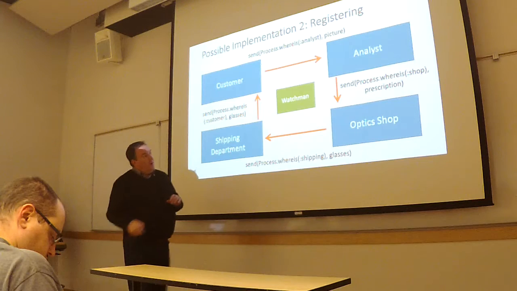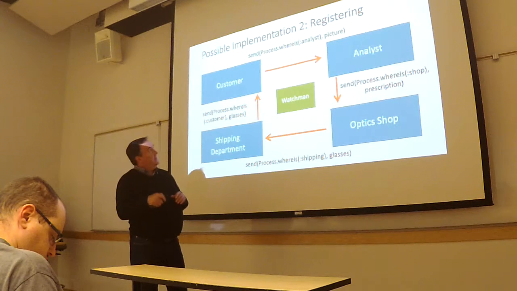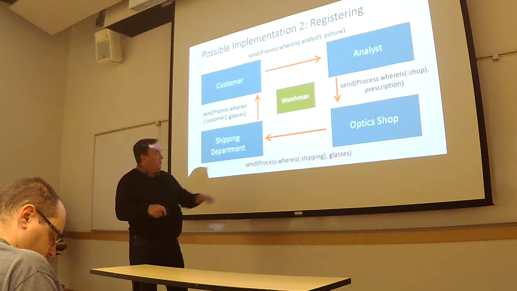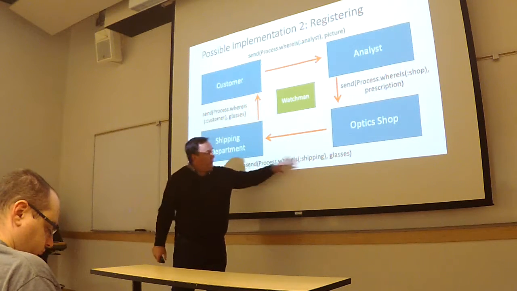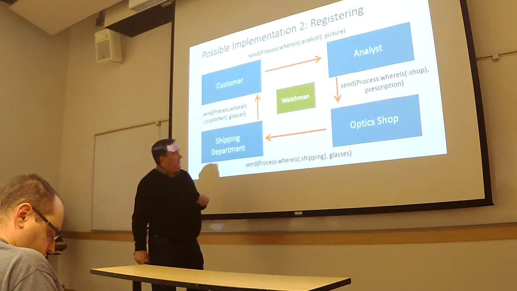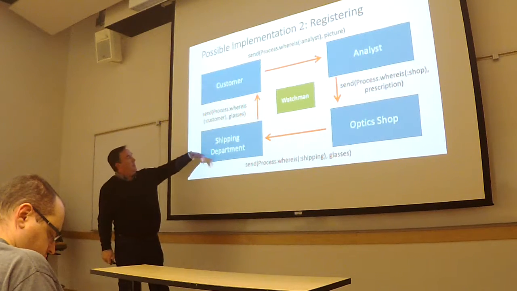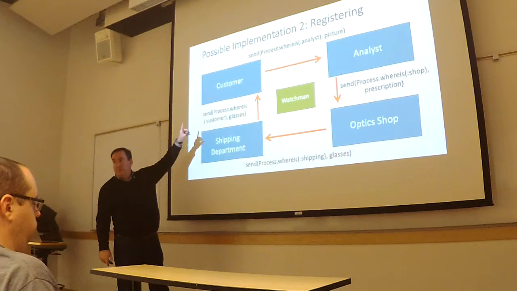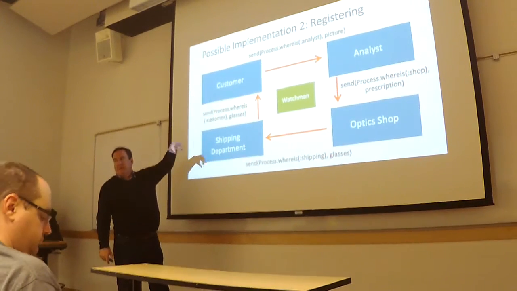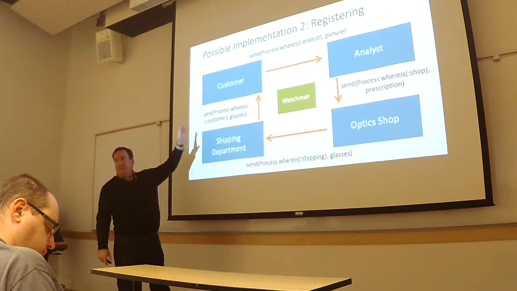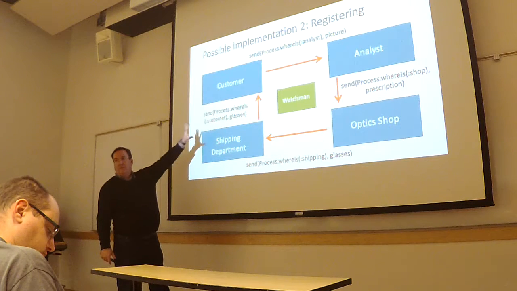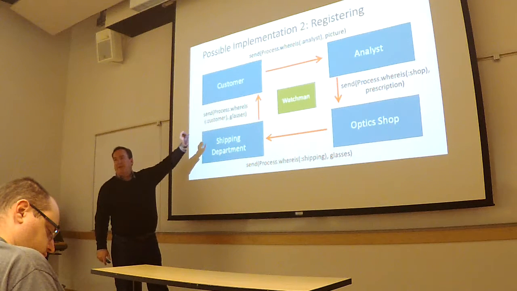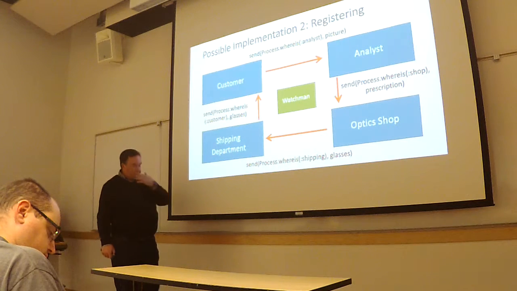Notice also, I don't have to pass along the process ID for the customer anymore, because the optics shop will then simply say, where is the shipping department, and send the glasses there. The shipping department can then ask, where is the customer, and can send it there. Now this is kind of a simplistic example with one customer, you'd have to do it different, but building this system is not the point. The point is the communication and processes in it.